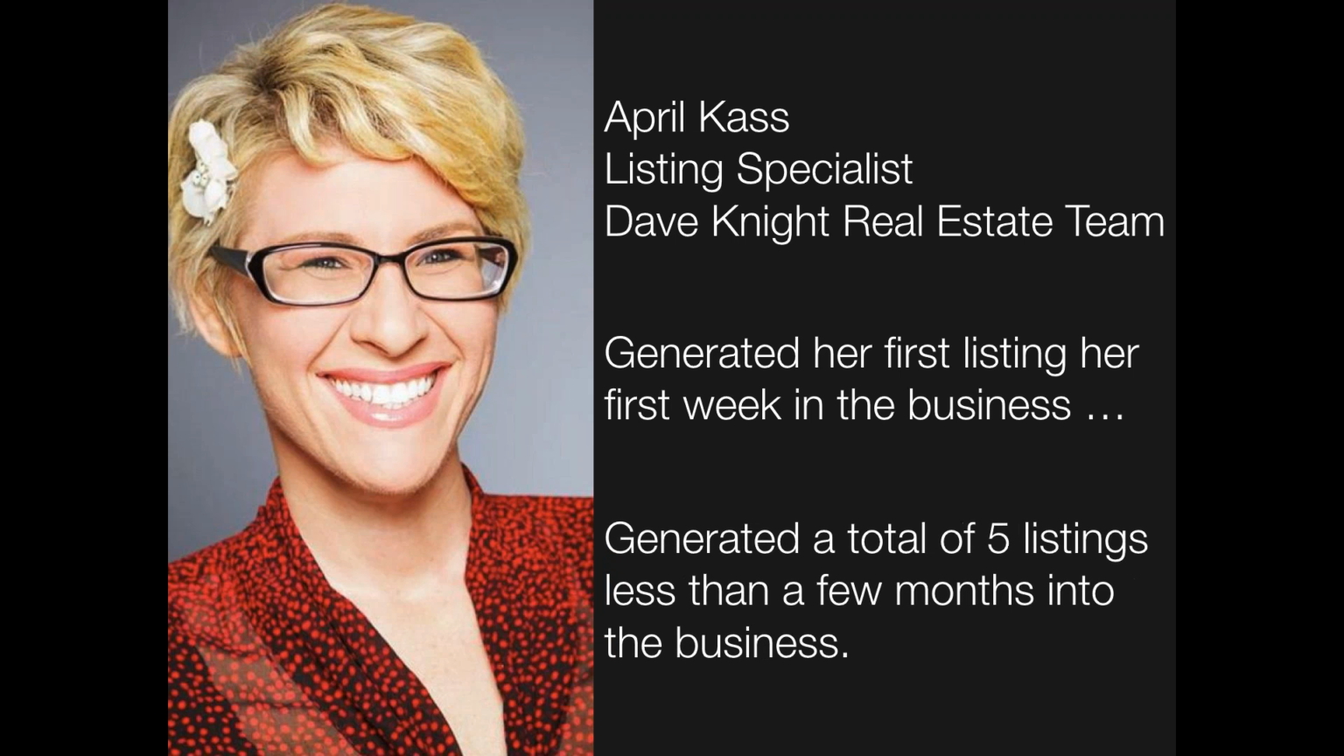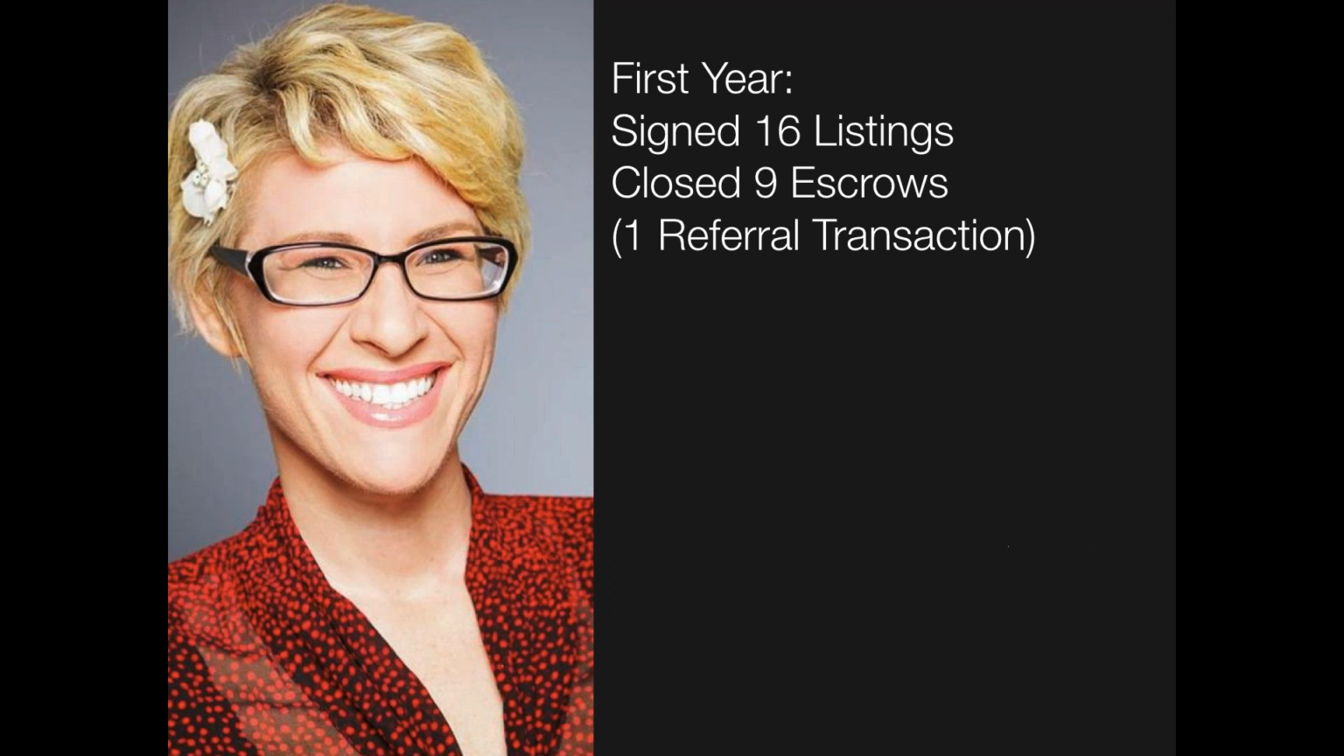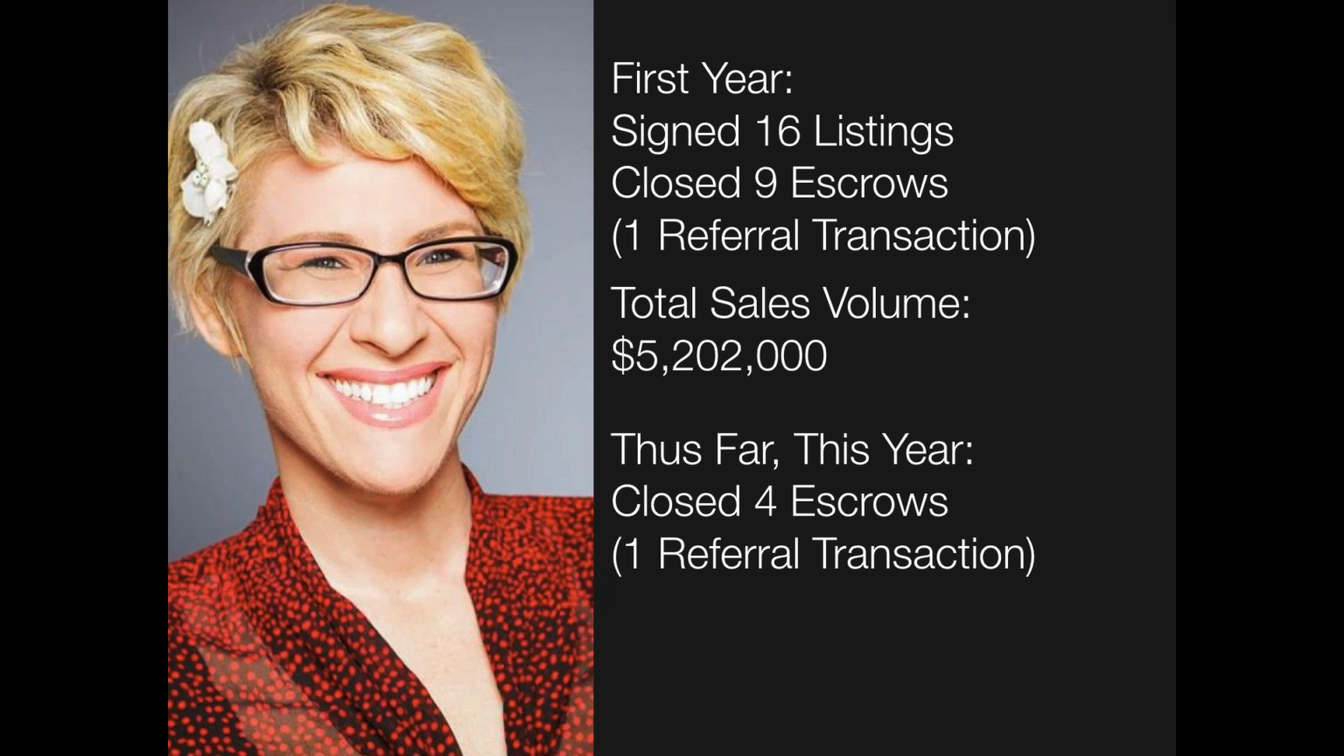She generated a total of 5 listings less than a few months into the business. And all in all, her first year, she closed 16 listings. She signed 16 listings, closed 9 escrows for a total sales volume of $5.2 million. Her first year, right? And then so far this year, she's closed 4 escrows for a total sales volume of $2 million. And there's no signs of her slowing down.